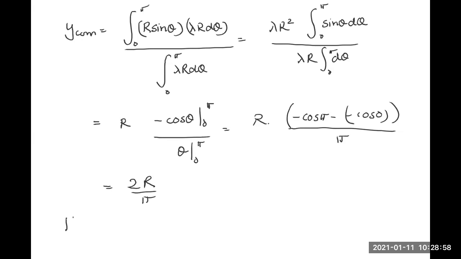So for this half ring, the center of mass is here, where this distance is 2r by pi. Okay, this is the center of mass.